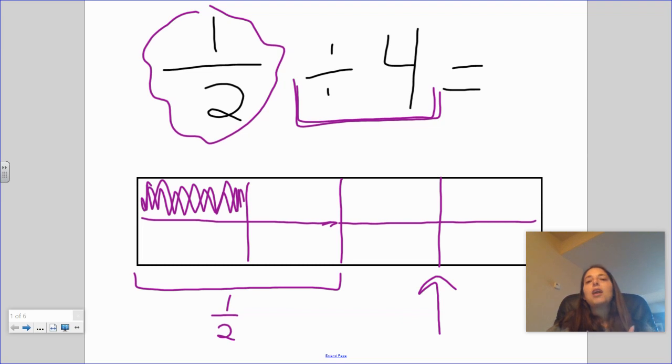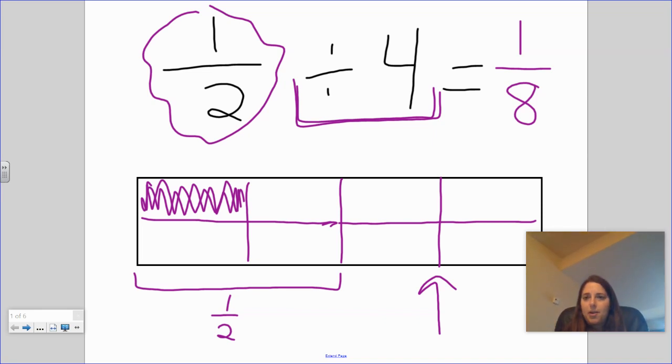And so now if I'm looking at what fraction of the entire candy bar is shaded, you can see I have 1 piece shaded. So that's going to be the numerator of my answer. And then if you count all the pieces, 1, 2, 3, 4, 5, 6, 7, 8, I can see there's 8 pieces in the candy bar altogether. So starting with 1/2, if you divide it into 4 equal pieces, you end up with 1/8 of the entire candy bar.